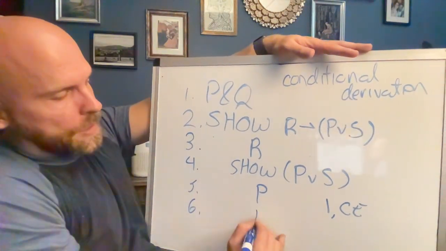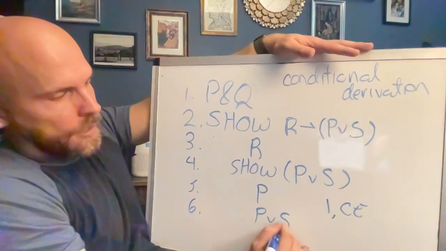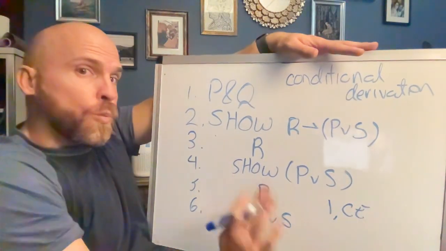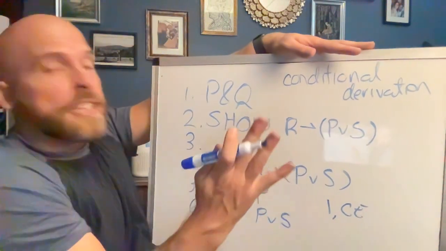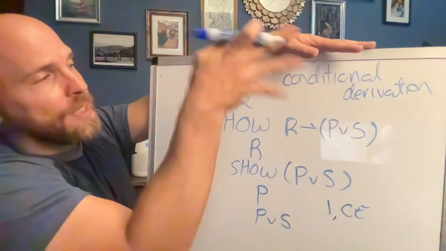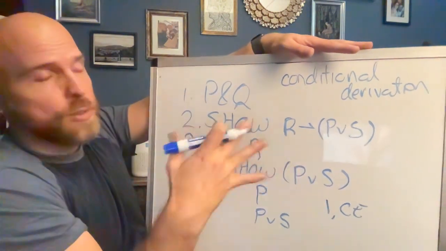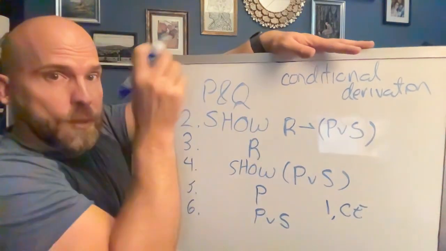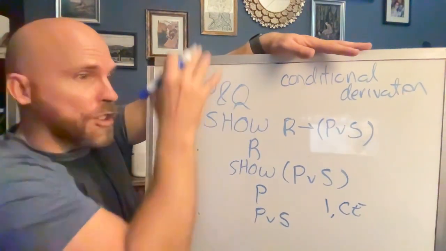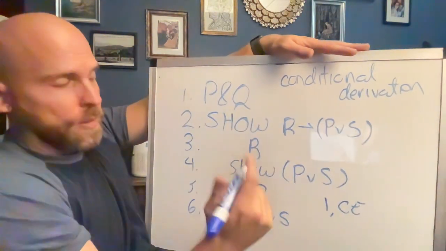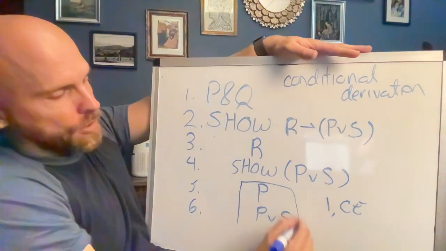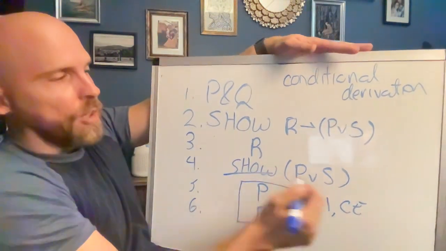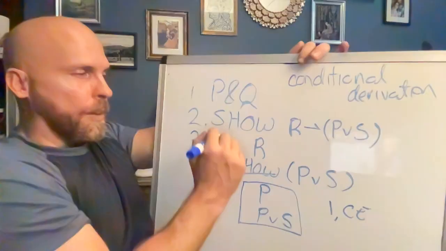Line 6, P or S. You can introduce whatever you want. Anything. P or S. S is nowhere near in the premises. That's fine. You can introduce it. It doesn't matter. That's how the rule works. The rule says if you have a letter, you can introduce a disjunction and introduce any other letter you want, anything you want. That is sufficient to show P or S. And now we did that.